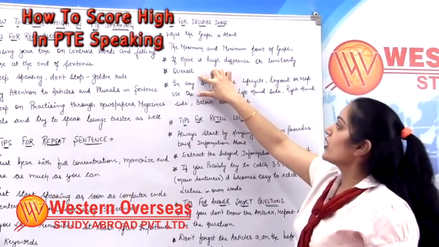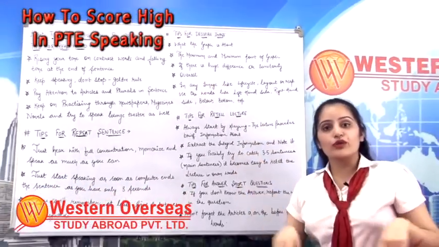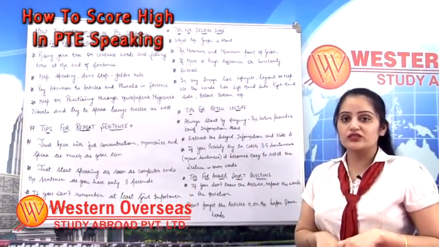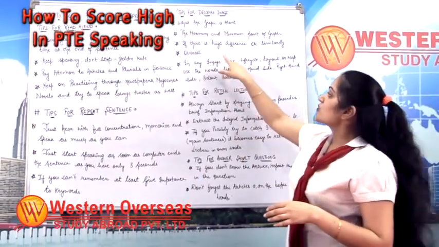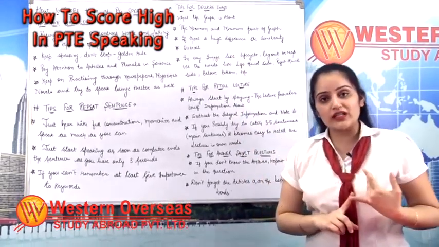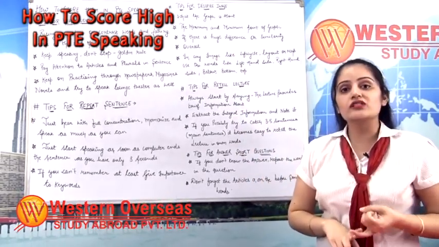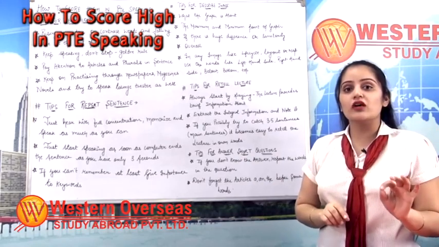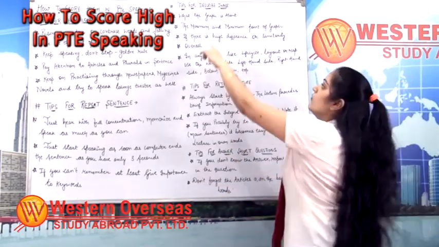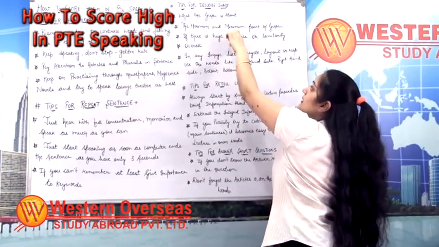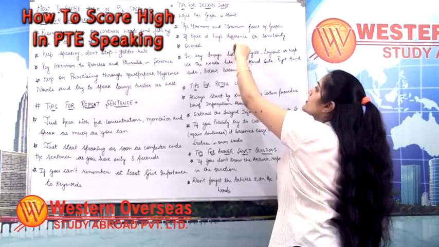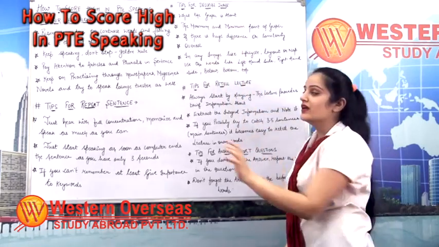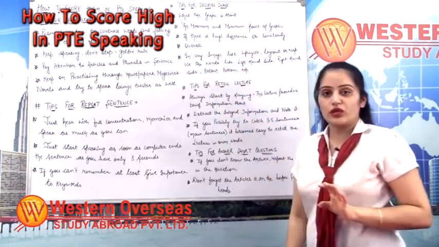The last thing that you have to consider is overall. Overall, what you have observed in the graph, that you can speak. In describe image, we get 25 seconds to analyze the picture, and then we get 40 seconds to speak. So in 40 seconds, the main things that you can cover in a very easy manner are what the graph is about, the maximum and minimum point of the graph, if there is any huge difference or similarity, and the last thing is overall.